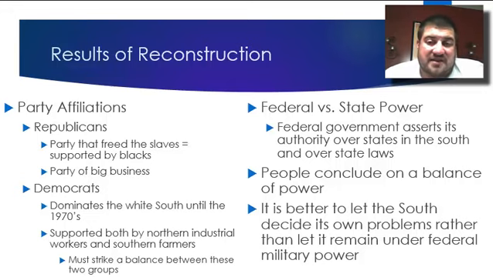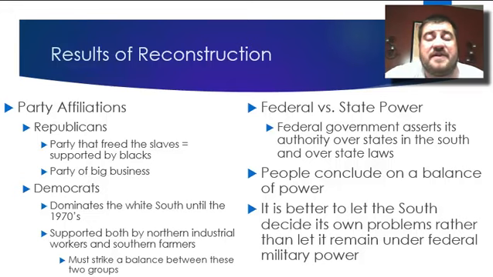The Democrats, on the other hand, are dominating the white South. So if the whites are in control in the South, then they're usually voting Democrat. They're backed by more of the industrial worker more than the businessman, but they're both supported by the industrial worker and Southern farmers. So you have to strike a balance between satisfying those two very different groups of farmers and workers, or factory workers.